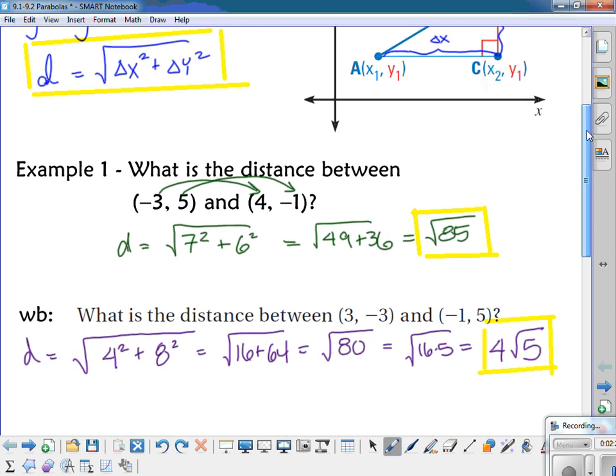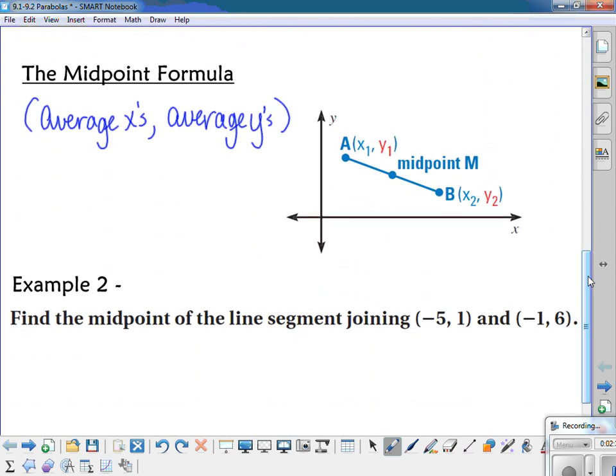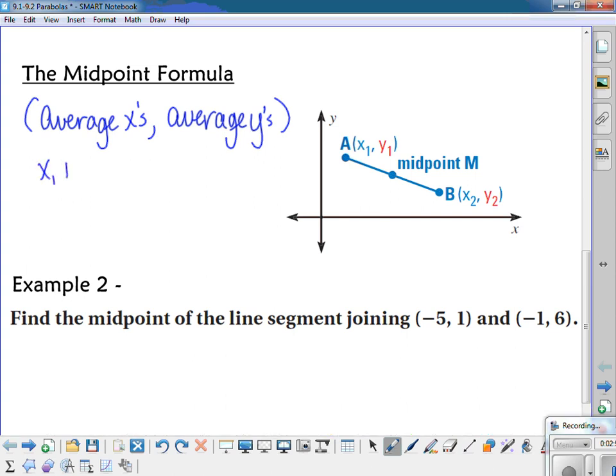All right, next thing we'll talk about is the midpoint formula. So when you're finding the midpoint, you're just averaging your x's and averaging your y's, or finding the middle of the x's and the middle of the y's. So how do you average two numbers? You add them, and if there's only two of them, you divide by 2. So you're just going to take your x coordinates, add them together, divide by 2. Take your y coordinates, add them together, divide by 2.